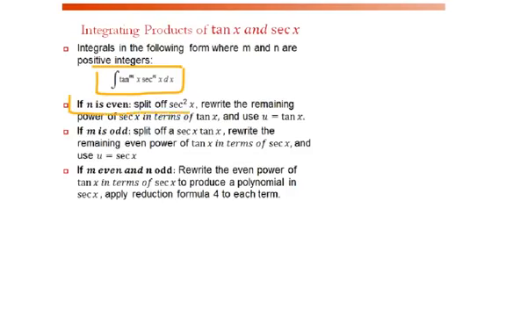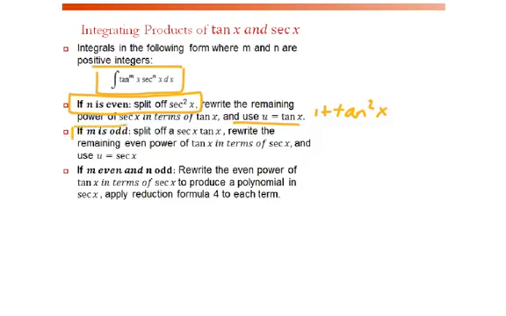If n is even, in other words, the secant term is even, then we're going to split off secant squared so that we can utilize the other Pythagorean identity. So we're going to rewrite the remaining powers of secant squared as 1 plus tangent squared, right? And I'll show you an example of that. And then we're going to use a u substitution where we let u equal tangent of x.